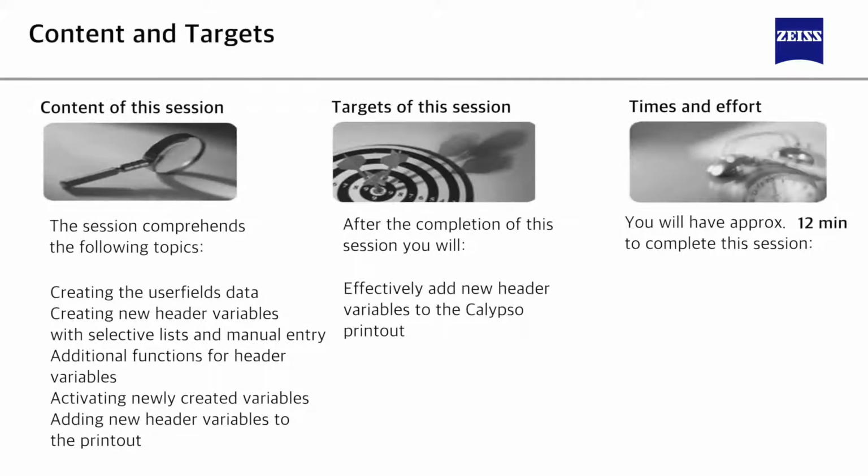In this tutorial, we will introduce the user fields initialization file and how to create custom header variables. The following topics will be covered: creating the user fields data, creating new header variables with selective lists and manual entry, additional functions for header variables, activating newly created variables in Calypso, and adding new header variables to the Calypso printout. At the end of this session, you'll be able to effectively add new header variables to the Calypso printout.